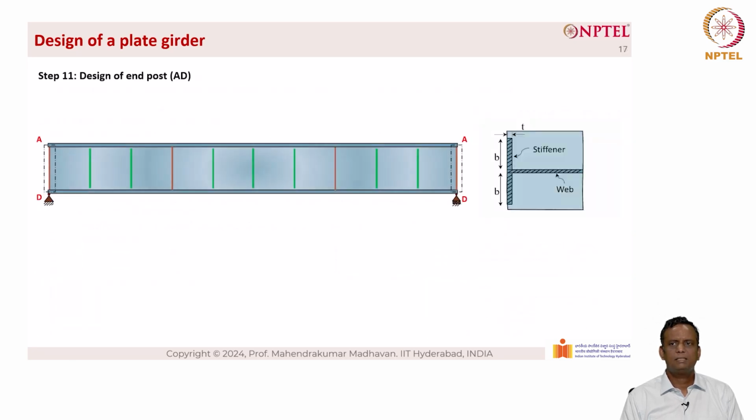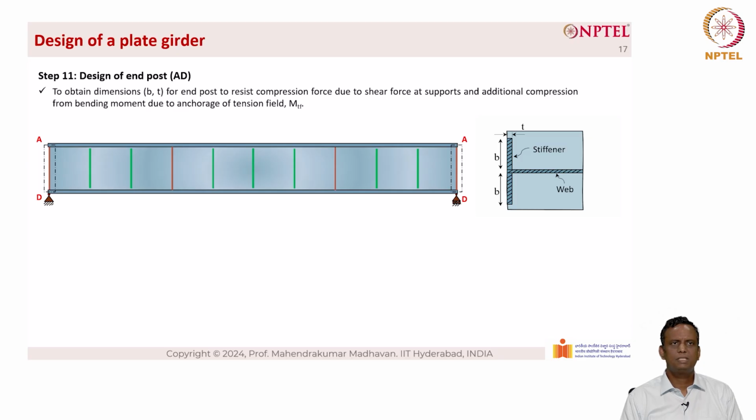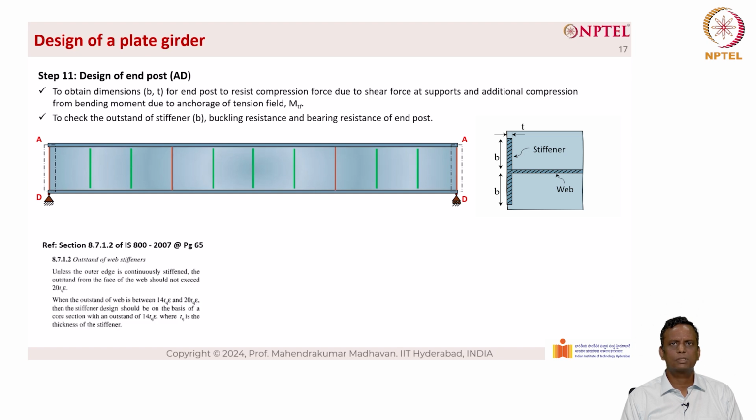Step 11 is to design for the end post AD. To obtain dimensions B, T for end post to resist compression force due to shear force at supports and additional compression from bending moment due to anchorage of tension field M sub Tf. To check the outstand of stiffener B, buckling resistance and bearing resistance of end post. So this is also given from IS 800 page 65.